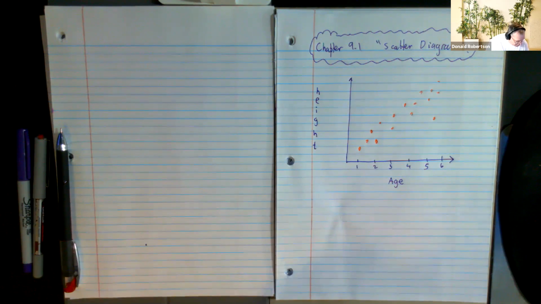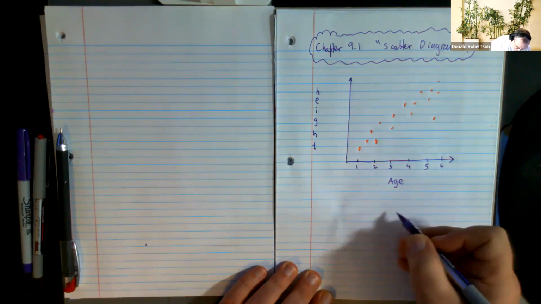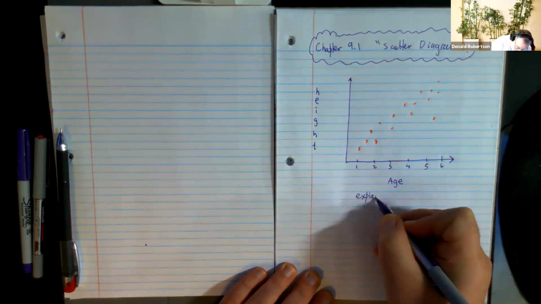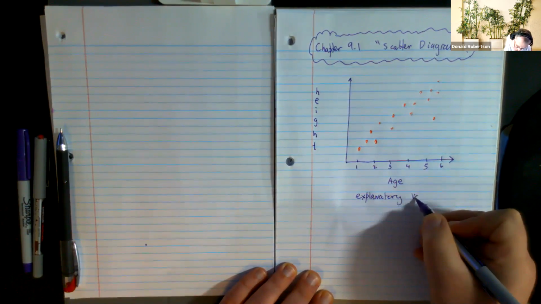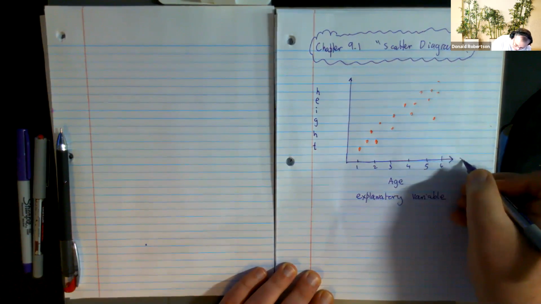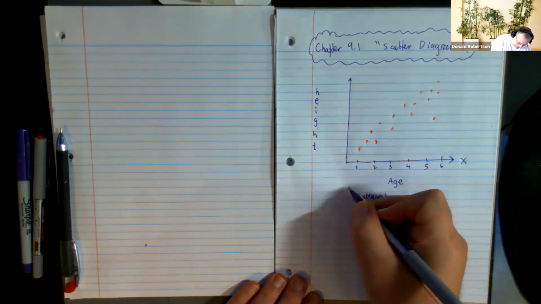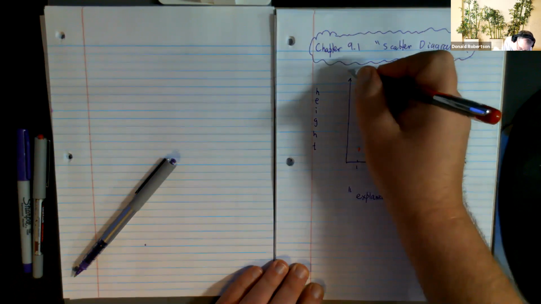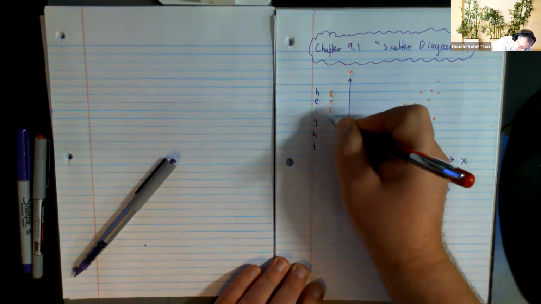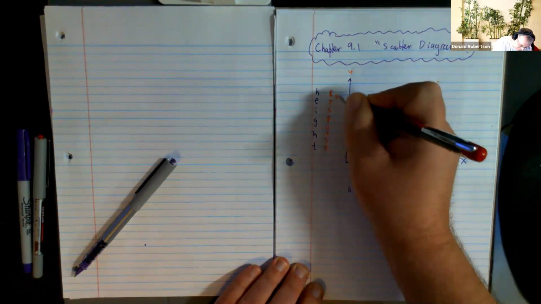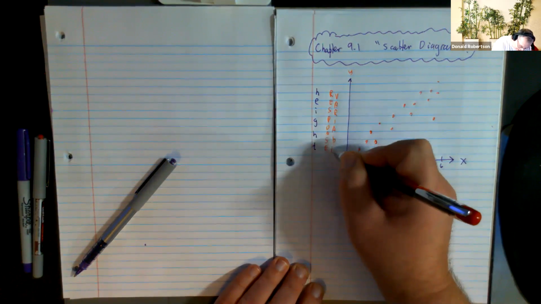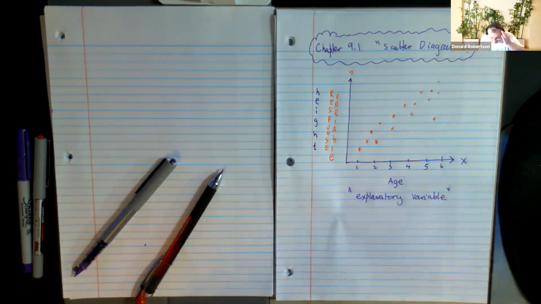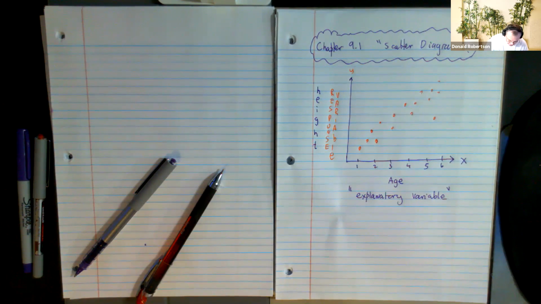So let's introduce you to some terminology. The age here is called the explanatory variable. And basically the x-axis is the explanatory variable. And the y-axis, I'll do it in red, the y-axis is called the response variable. So if you have a question and it's talking about the response variable or the explanatory variable, you now know what they're talking about. Great? Just terminology.